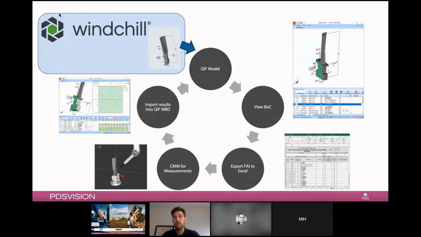But there are a lot of other similar use cases where we can speed up and use the model information much faster than we could ever do with a 2D drawing. So in this particular case, or in many cases, we can do this process up to 80% faster than with the traditional method based on a drawing.